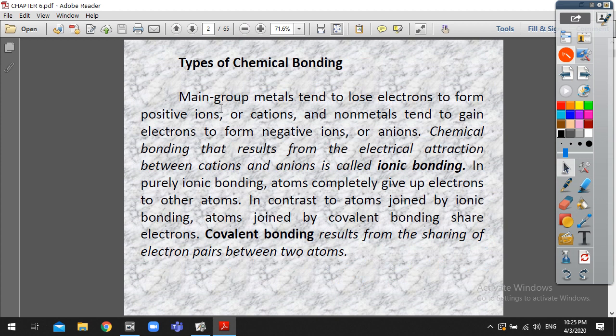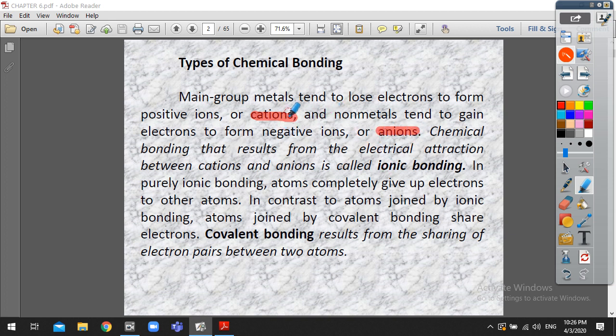And also we can continue. What are the types of chemical bonding? Mainly we have two types. The first one is called ionic bonding, the second one is called covalent bonding. Before that, I have to explain what an ion is. If an atom loses or gains electrons, we call it an ion. If the atom loses an electron, it becomes positively charged, and we call it a cation. If the atom gains an electron, it becomes a negative ion, which we call an anion.